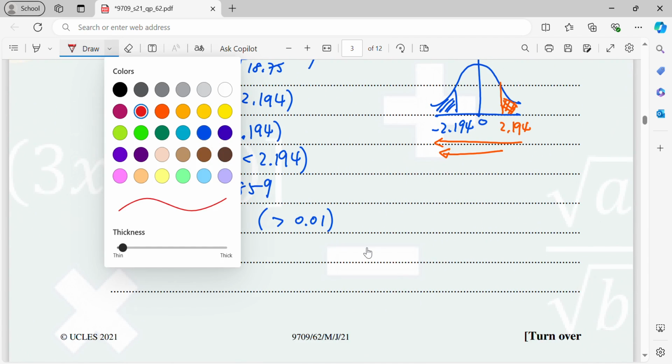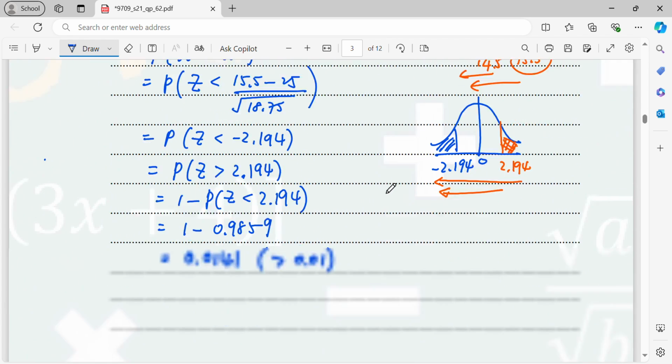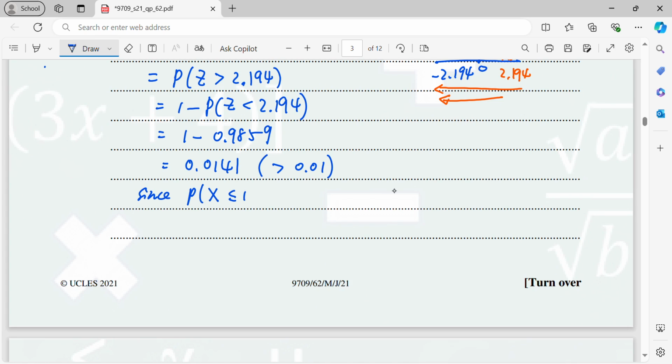So I will just write down the decision. Since P(X less than or equal to 15) is greater than 0.01, you can just write do not reject H naught, or probably you can just write accept H naught, up to you.